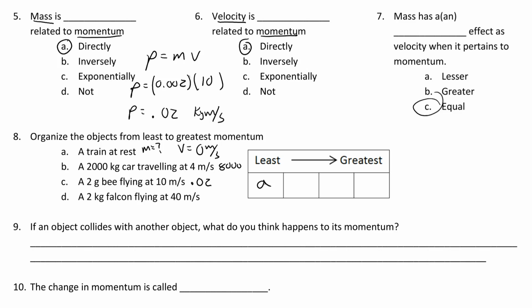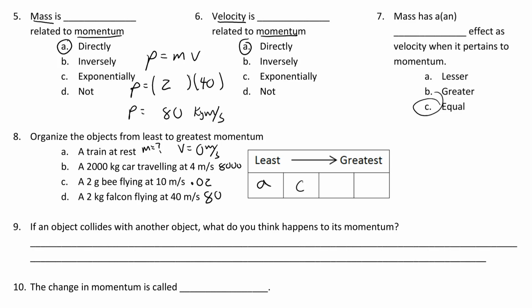All right, so now we have a 2-kilogram falcon flying at 40 meters per second. So it has a momentum of 80 kilogram meters per second. So we knew that the train was going to be the least because it didn't have any momentum. The second least amount of momentum would be for the bee, which was choice C.